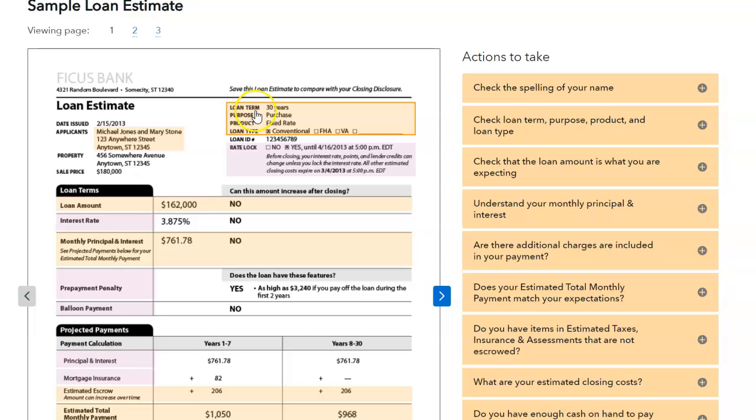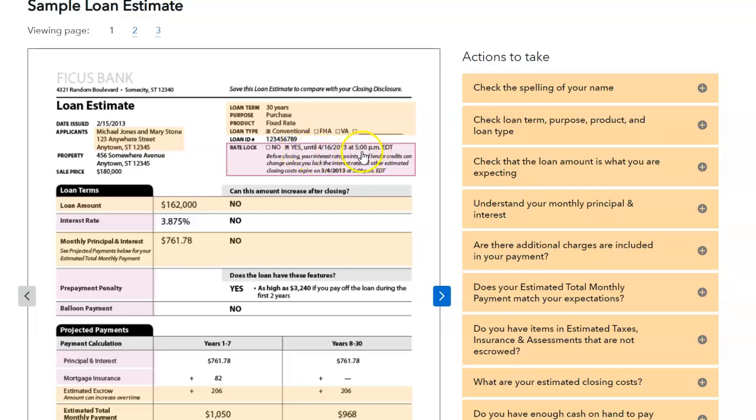The loan term is a very important thing for you to understand. Are you doing a 30-year loan? Is it a purchase? Fixed rate or adjustable rate? This is where that will be shown, because you don't want to think you're getting into a fixed rate and then all of a sudden you're into an adjustable rate mortgage. It also shows whether you're doing a conventional, FHA or VA loan, whether the rate is locked, and when the rate lock expires.